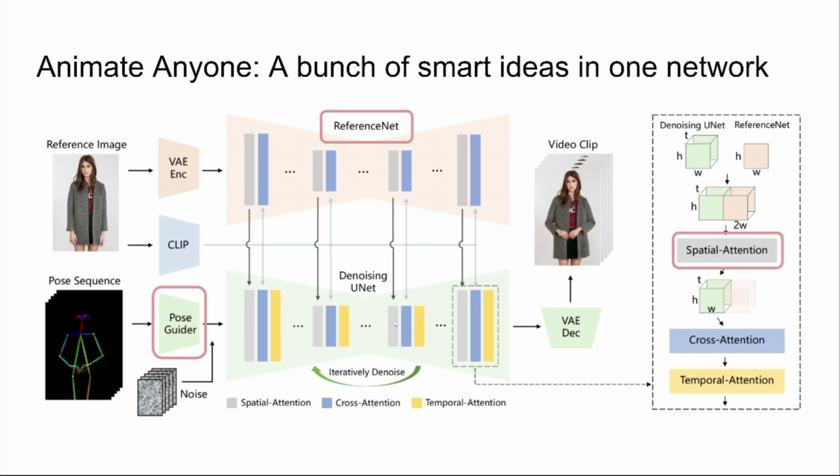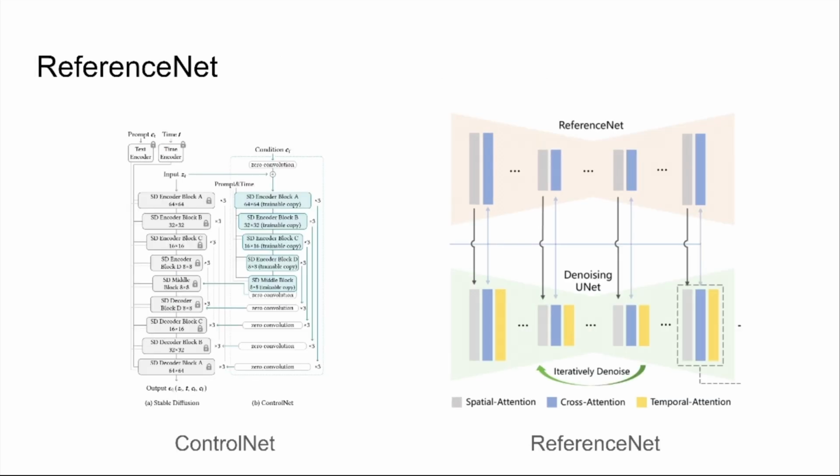So the idea of these 3 parts is pretty simple, but all the techniques of these 3 parts do not exist in other papers. So that's the main novelty of this paper. Let's dive into the 3 parts separately. So the first one is the reference net.